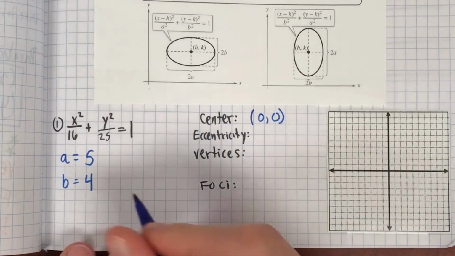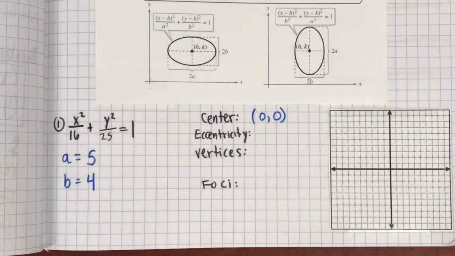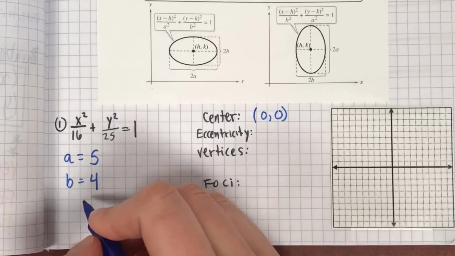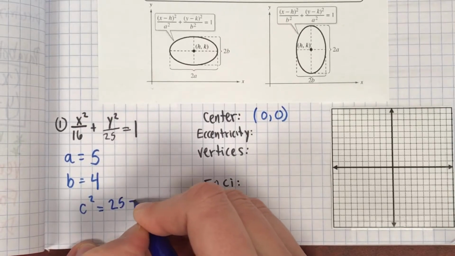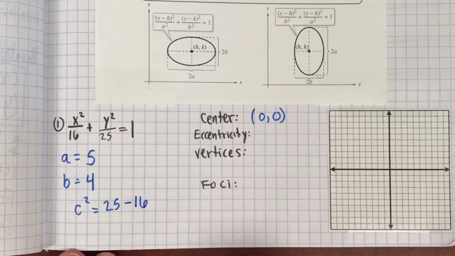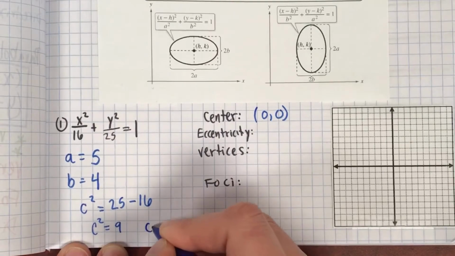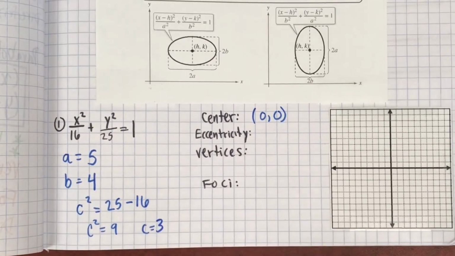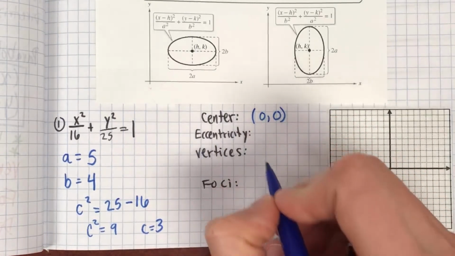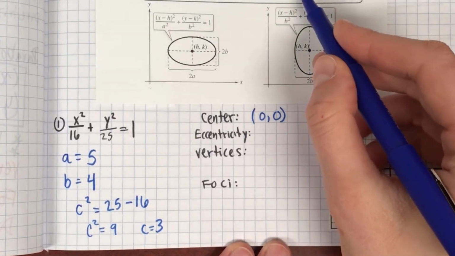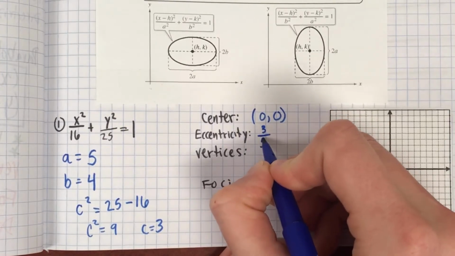For the eccentricity, we are going to take the ratio of c divided by a. First of all, we have to find our c value. So we take c squared equals our a squared value minus our b squared value. Here we would get c squared equals 9 and c equals 3. So eccentricity is going to be c divided by a, which would be 3 divided by 5.